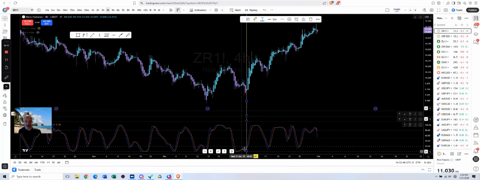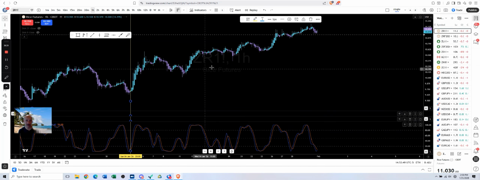Sometimes I'm just looking at price action. I don't even look at the indicator. It's kind of an afterthought. But if you need a little bit of extra confirmation, use an indicator of your choice.